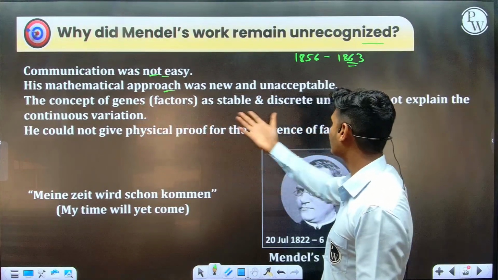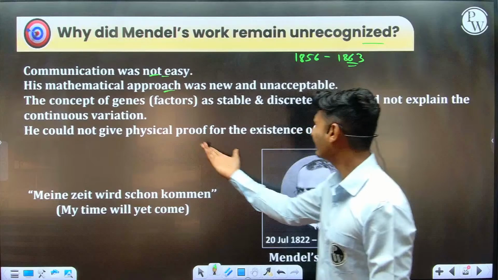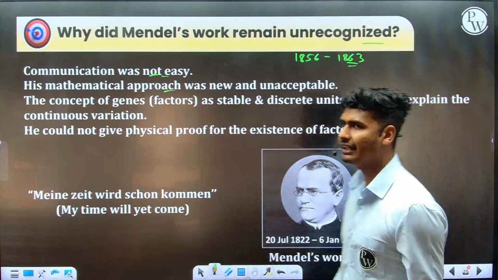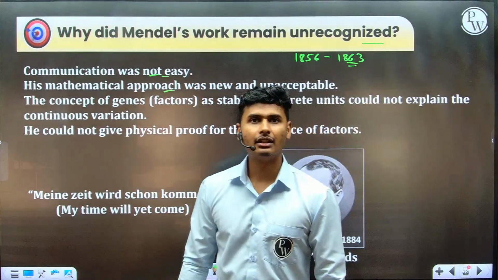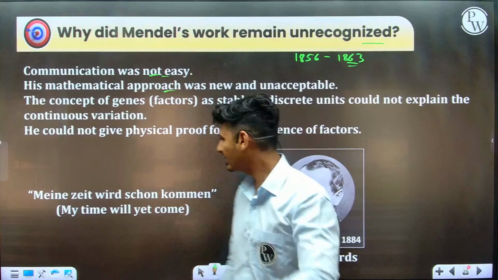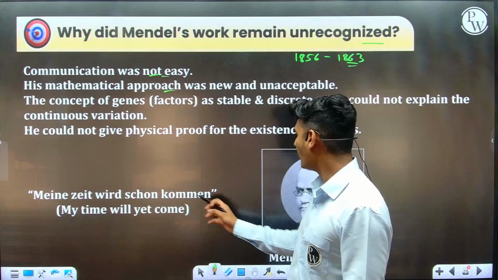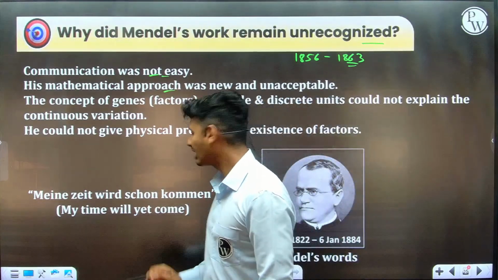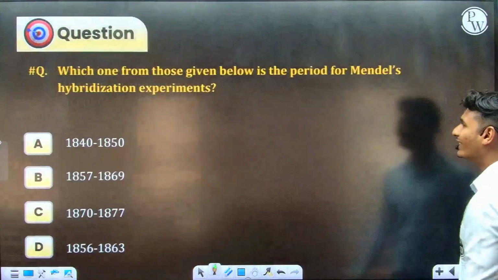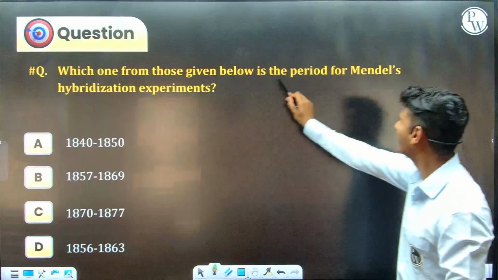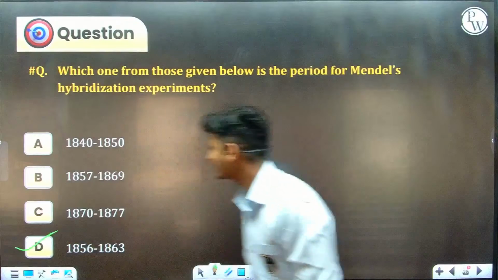The concept of gene, factor, stable or discrete unit was not explained by Mendel. He could not give physical proof of its existence, so Mendel remained unrecognized. But he said one sentence in his language, "Meine Zeit wird schon kommen," that means my time will come. In short, he said, apna time aayega. Okay, let's go to the next one. Which one of those given below is the period of Mendel's hybrid experiments, 1856 to 1863? Yes, this is the correct answer.